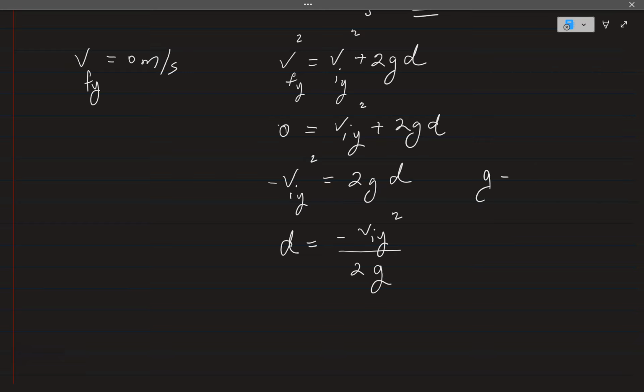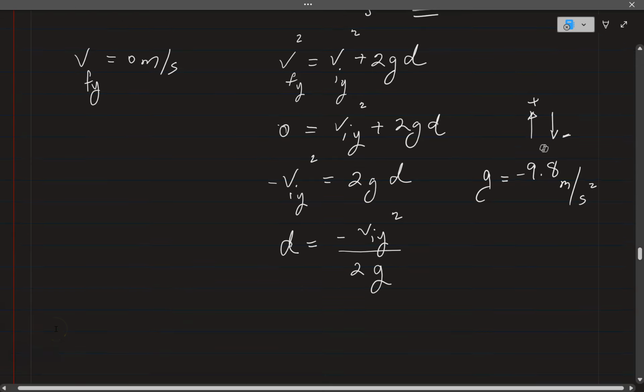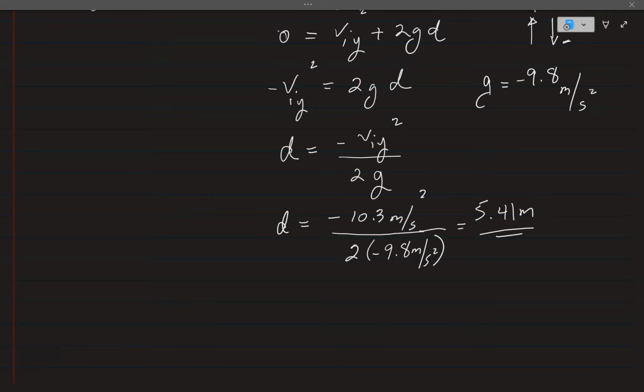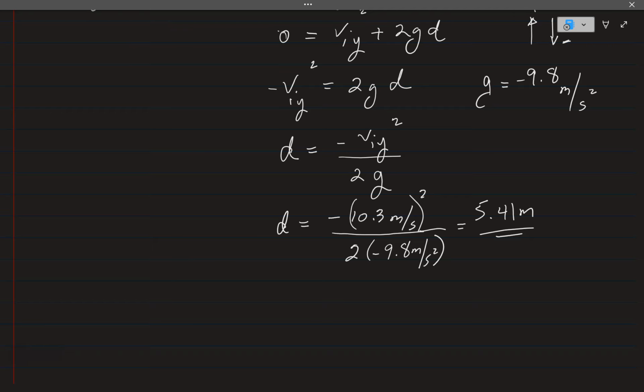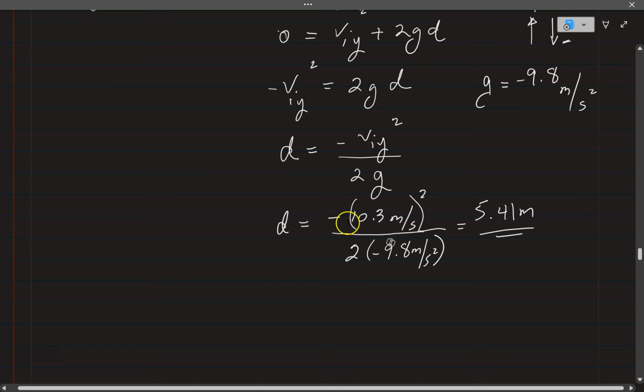And remember g, we already said that, is negative 9.8 meters per second squared. Upward is positive, downward is negative. That's the convention there. Okay, plug in numbers and then you get the answer. And when you do this, you end up getting 5.41 meters. And remember that when you are doing the math it should always make sense. So here we have a negative divided by negative after you're squaring it. You square it first, then you do the multiplication in front. That's what this negative in front does. And then the answer would be a positive value.